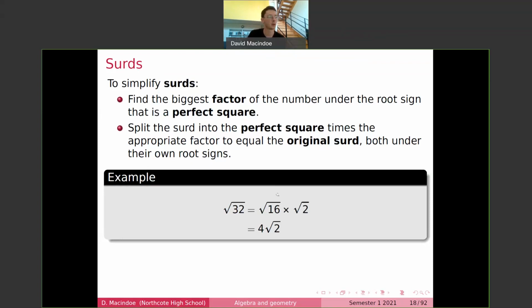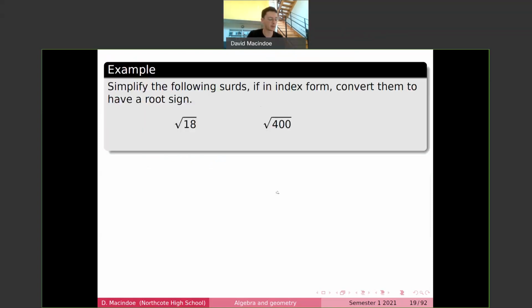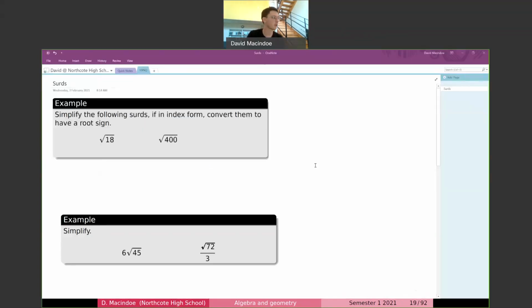So let's have a go at a couple of practice ones. So we've got here root 18. If I think about root 18, well, to me, a perfect square that comes to mind is the square root of 9. Yeah? So 9 times 2 is 18. The square root of 9 is 3, since 3 squared is 9. And so now we've simplified it. If you think about 2, the only factors it has are 1 and 2, neither of which are perfect squares. So we can leave it there.